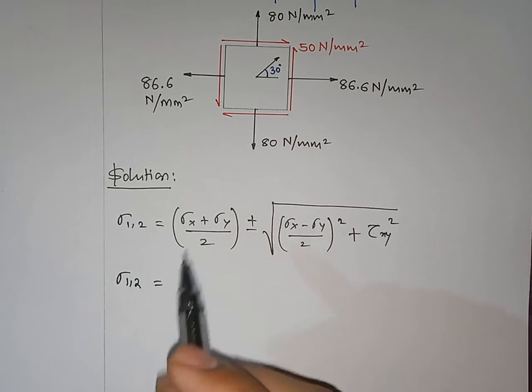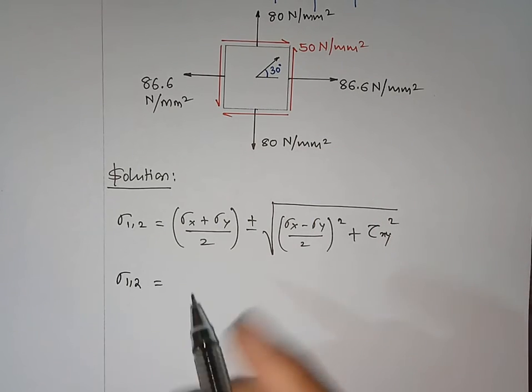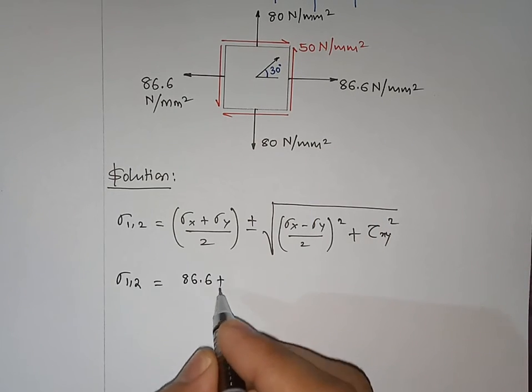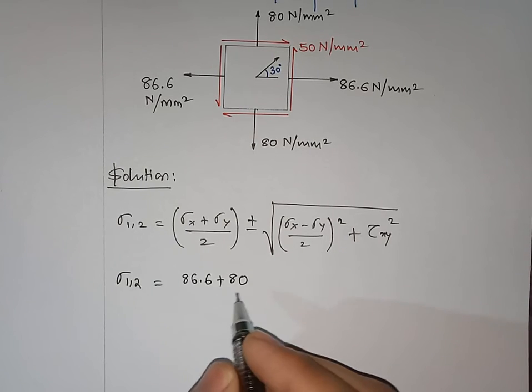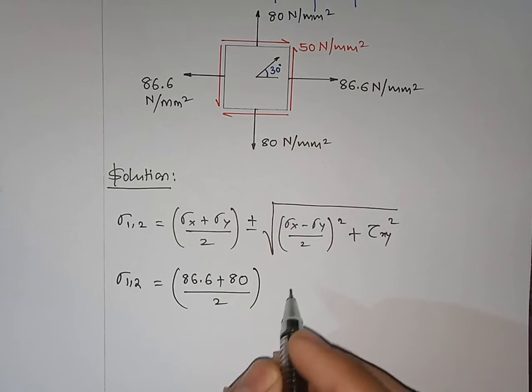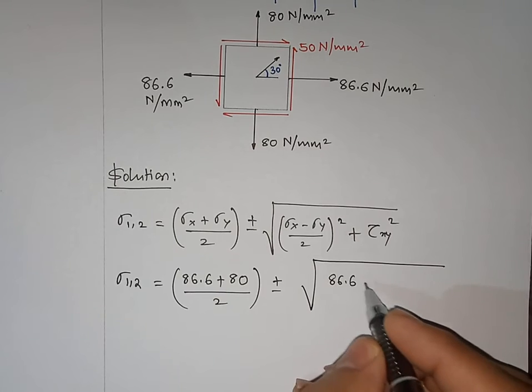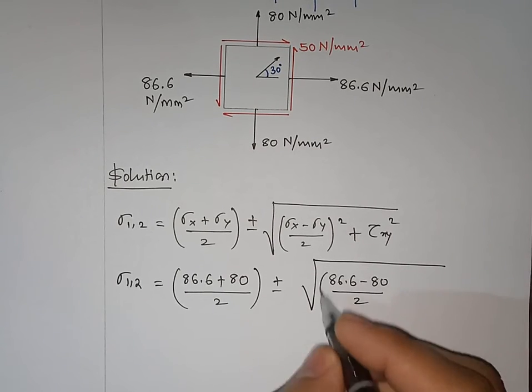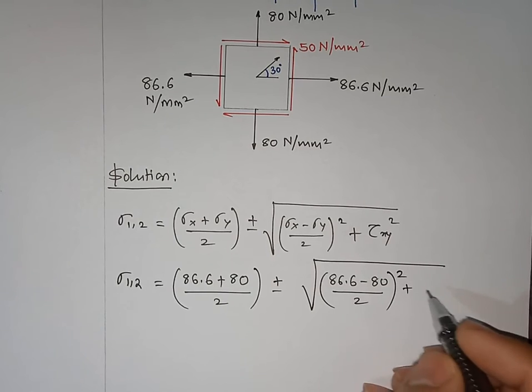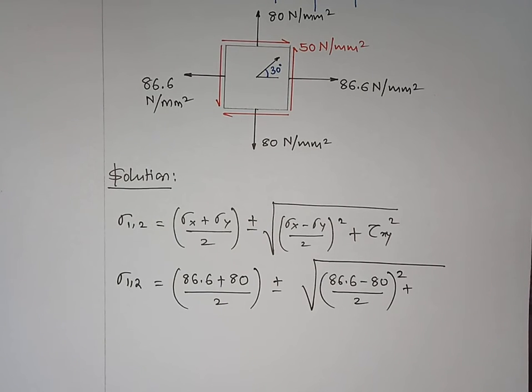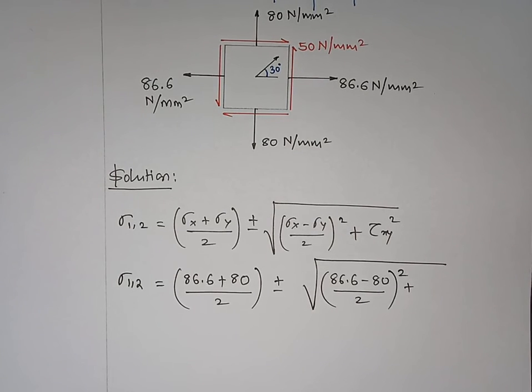Now sigma 1, 2 will be equal to what? Sigma x plus sigma y. What is sigma x? 86.6 plus sigma y is 80. I am taking both positive because both are tensile in nature, right? Plus or minus under root of ((86.6 minus 80) divided by 2) this whole square plus tau xy. Now for tau xy you should be careful. Why? Because I need to take the direction of tau xy depending upon the reference plane. So till now I have not decided which is my reference plane, right?